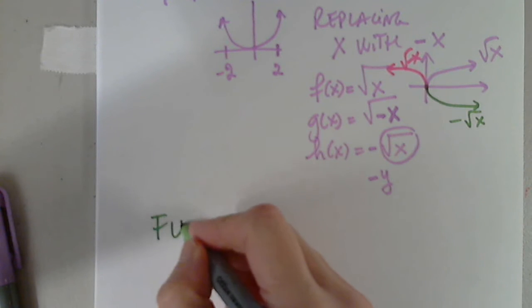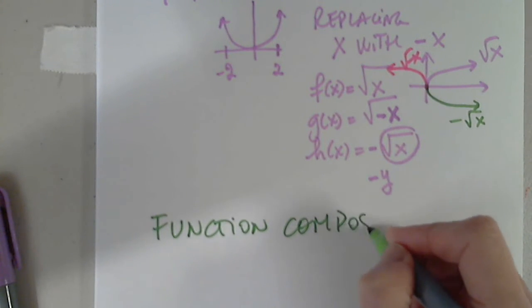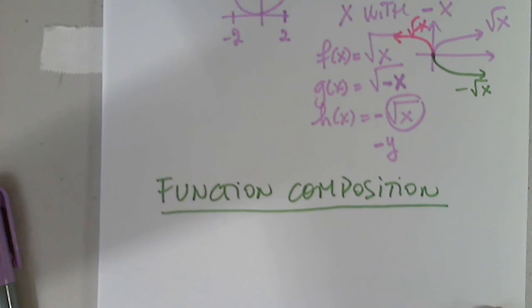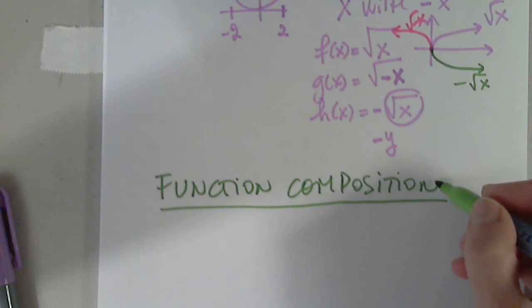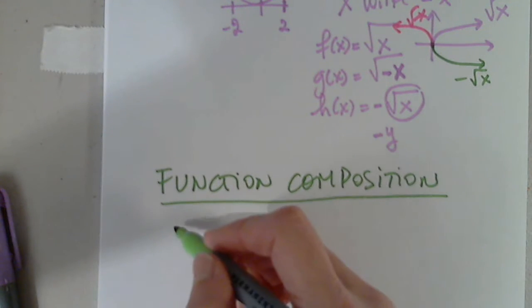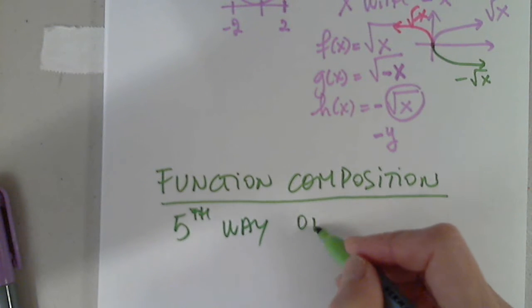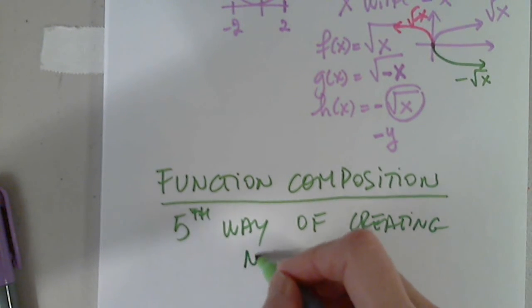Okay, then let's look at function composition. What is it and why do we need it? Well, I have to say that everything is a function composition in a way or one way or another. So function composition is the fifth way of creating new functions.